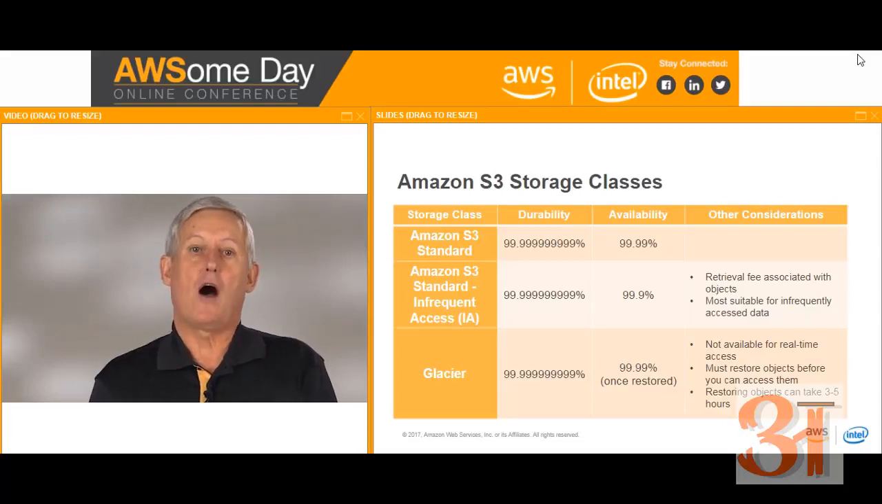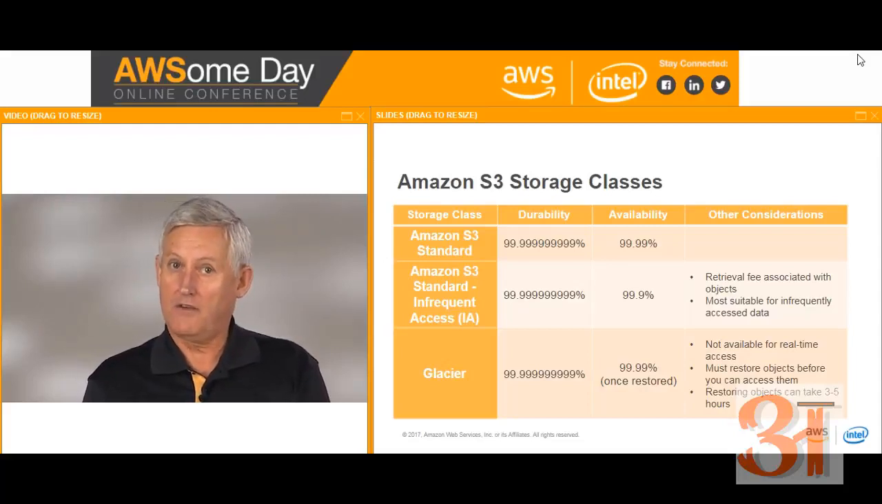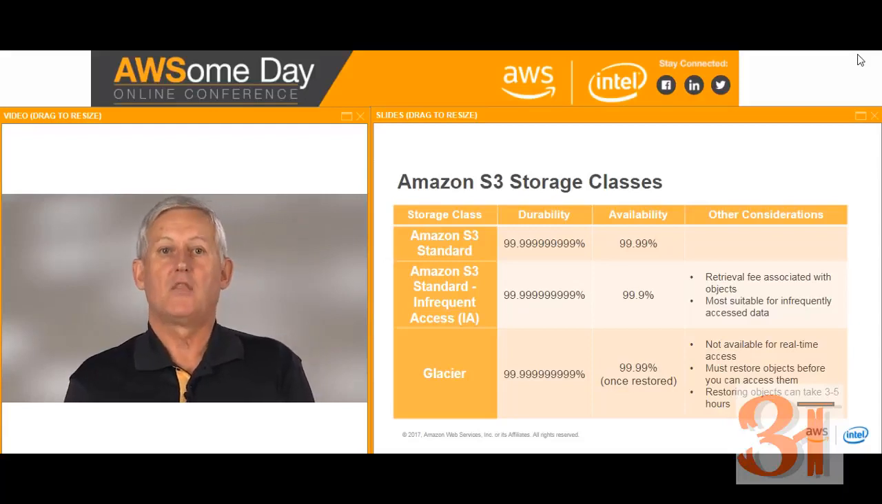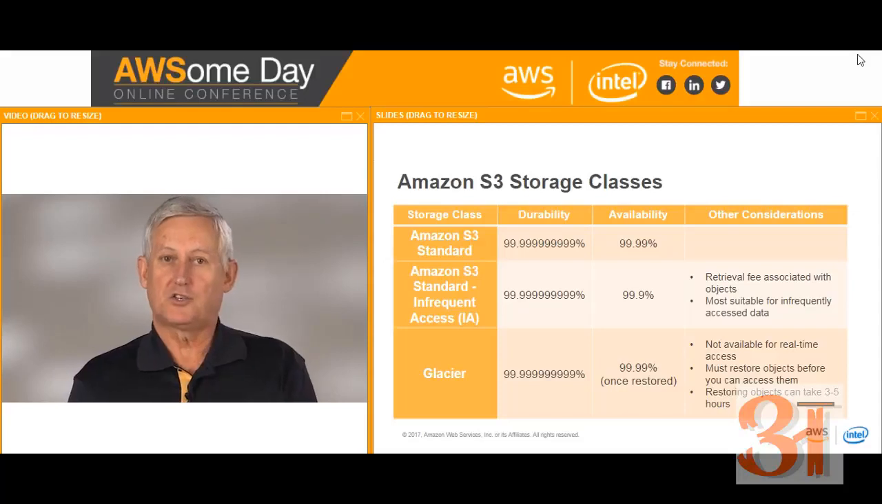Glacier is suitable for archiving data where access is infrequent and a retrieval time of several hours is acceptable. Archived objects are not available for real-time access. They must be restored before they can be accessed. Glacier storage is, however, very low cost.